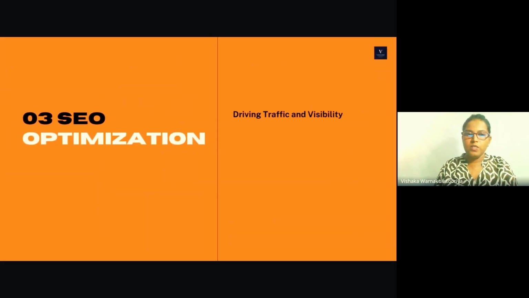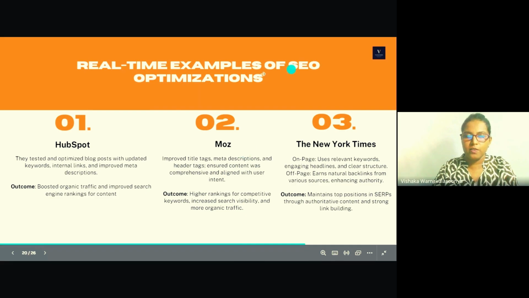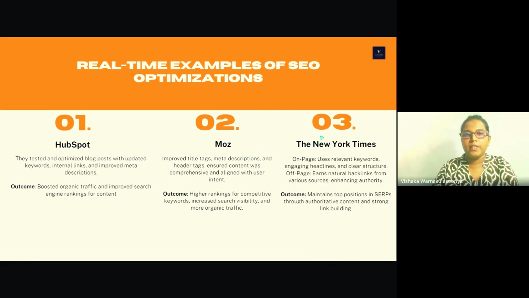The other thing is regarding SEO optimization. SEO optimization is a common topic for both platforms. Actually, it is a mandatory requirement for all websites. These are real businesses that have done these optimizations to gain the desired benefits. HubSpot tested their blog posts and identified that certain keywords, internal links, and meta descriptions needed to be optimized. Based on that optimization, they could boost their organic traffic and improve the search engine rankings for their content.